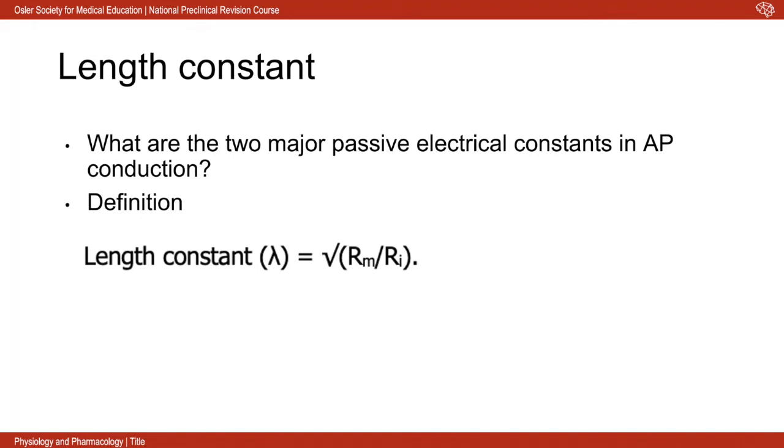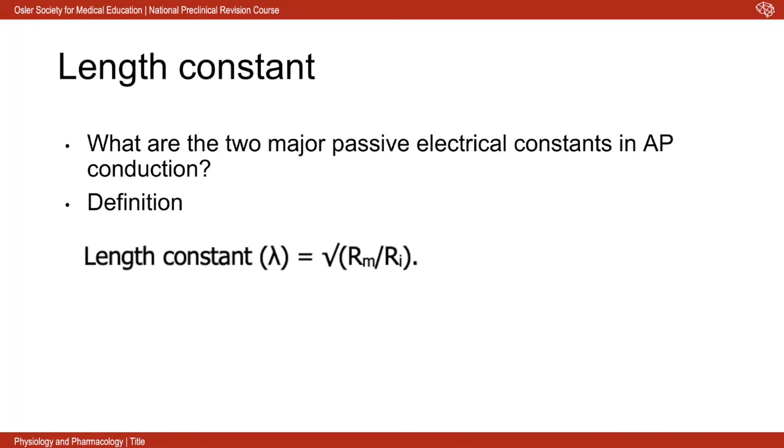Now moving on to the major passive electrical constants in action potential conduction. We'll start with the length constant. The distance that an action potential can be conducted along an axon, and the velocity of this conduction, are dependent on the two major parameters of length constants and time constants. And it's important to consider both their quantitative and qualitative significance.